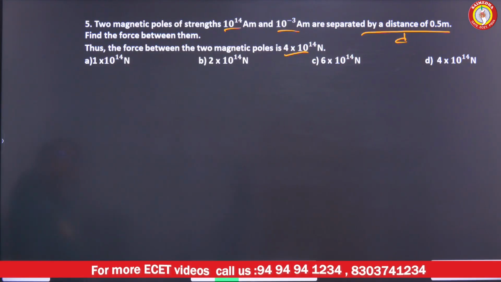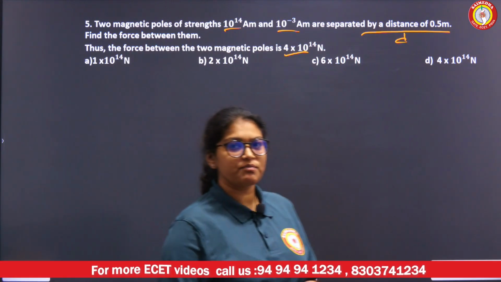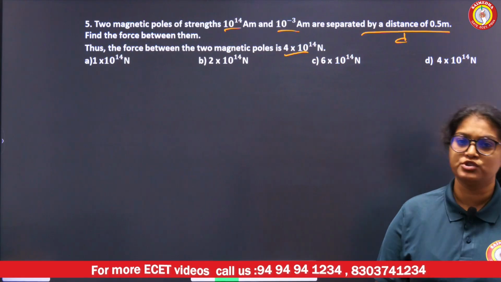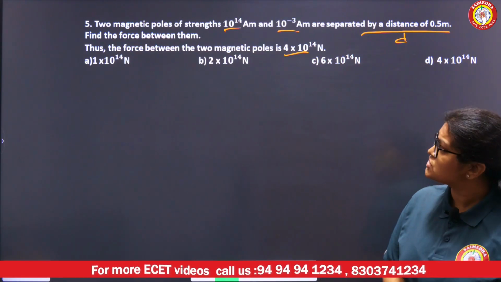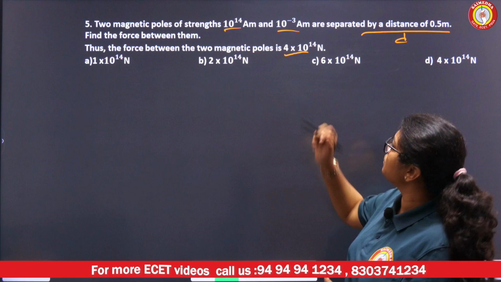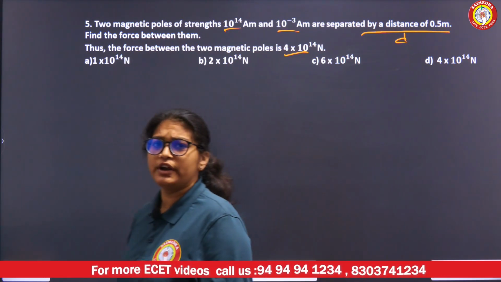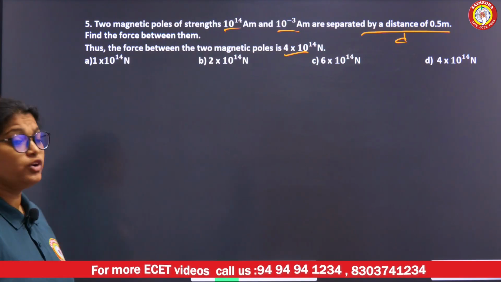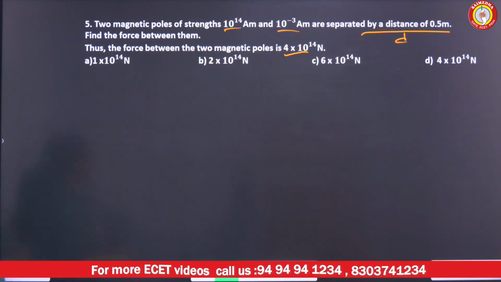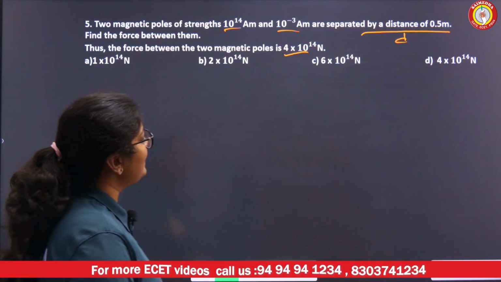Clear? In the question, what are they asking us to find out? They are asking to find out the force. To find out the force, which law do we have to follow? Definitely we have to follow Coulomb's law. Since they ask to find out the force, we use Coulomb's law. So how many are given to us? 2 poles are given, m1 and m2. At the same time they have given the force, that is 4 into 10 power 14 newtons. So what is the formula? With what formula? F is equal to mu naught by 4 pi into m1 m2 by d square.